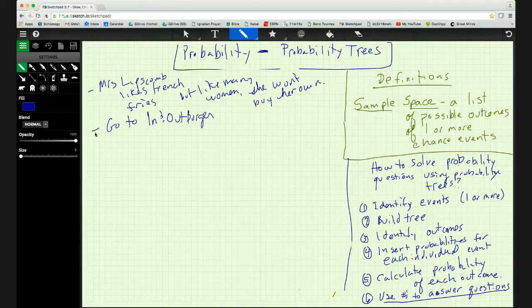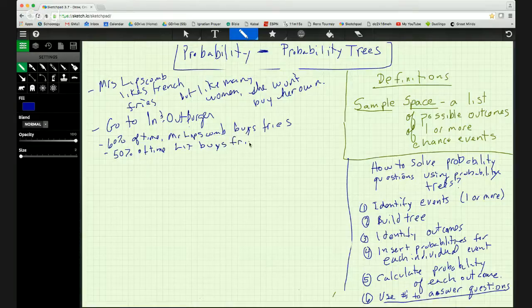That's one, that's two. And the question is, 60% of the time, Mr. Lipscomb buys fries. And 50% of the time, Liz buys fries. That's their daughter, Elizabeth, the daughter, buys fries.